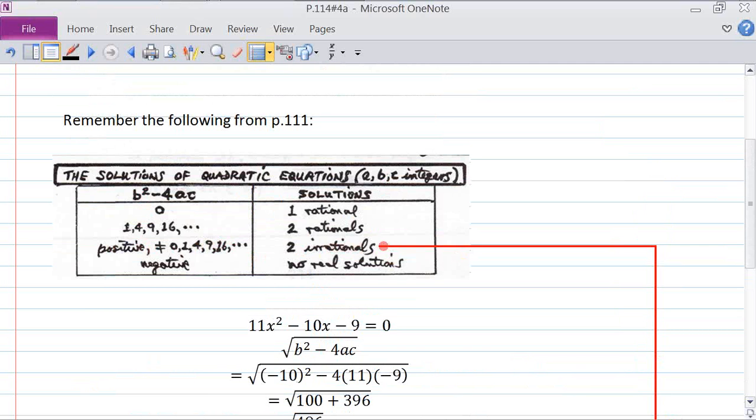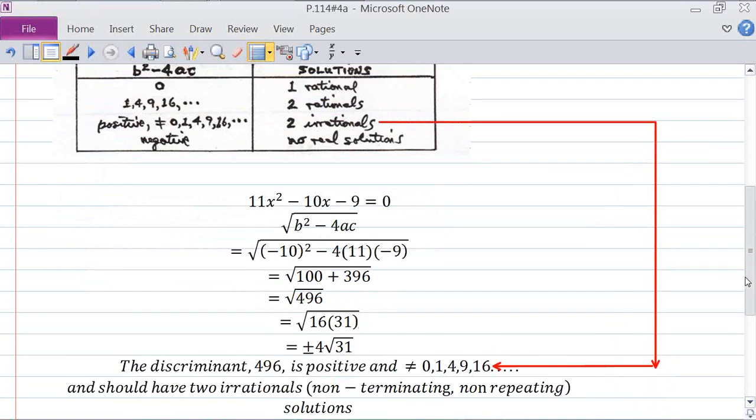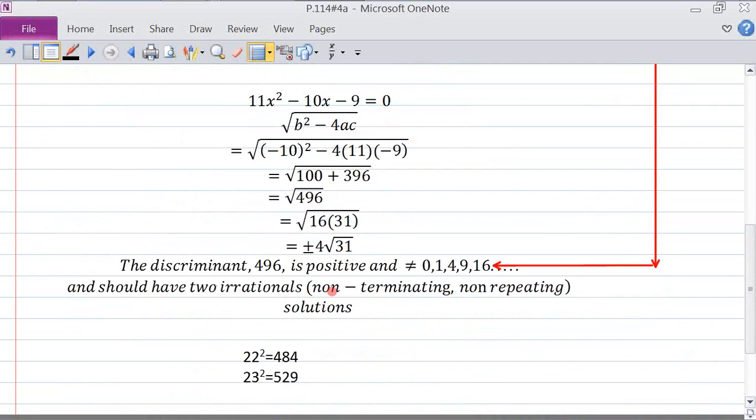So the solution is two irrational solutions, okay? And that means that the solutions, the numbers, when you take the square root of 31 here, will not terminate nor repeat. They just keep on going. So the solution of this is what we call an irrational number, because it doesn't end and it doesn't repeat. So it might be like 5 point, let's say 5, and then a whole series of digits that keep on going and it never ends, and there's no repetition in the number.